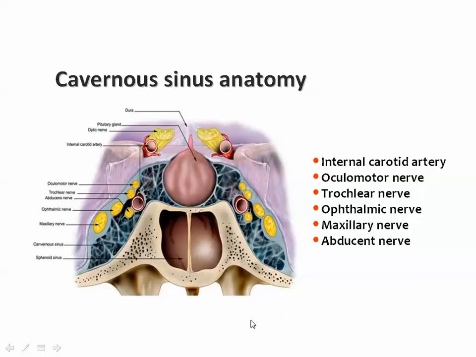Then we come to the cavernous sinus, and they have explained this in the lectures of head and neck imaging.